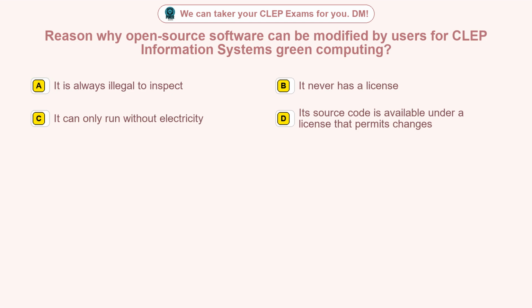Question 93. Reason why open source software can be modified by users for CLEP Information Systems green computing. Option A. It is always illegal to inspect. Option B. It never has a license.